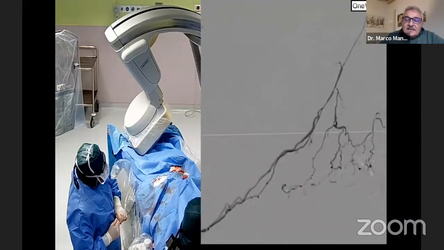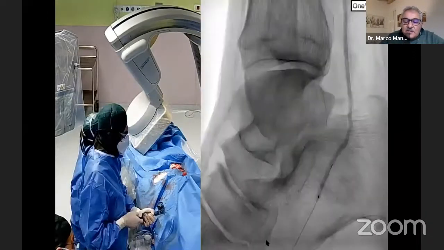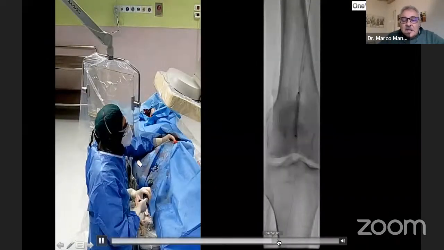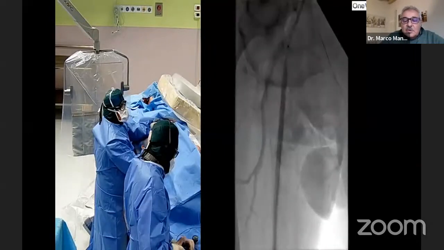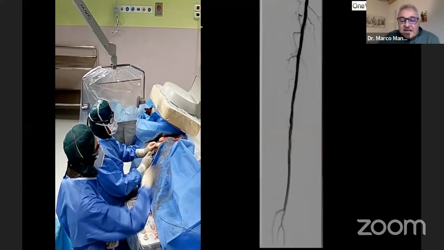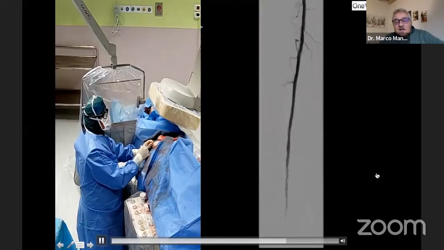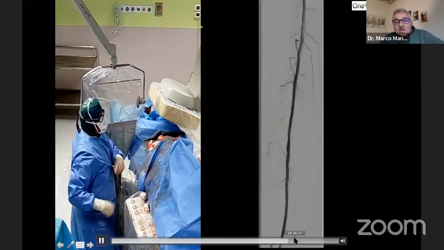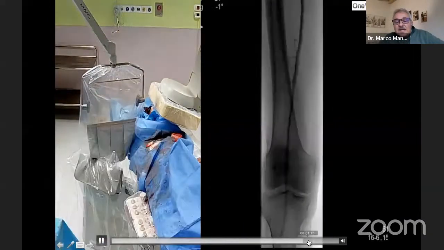So we had a direct flow through the connections and through the collaterals into the forefoot. After this procedure, of course, we treated the popliteal artery and the SFA in order to stabilize the inflow, and I can show you the final results of this aggressive revascularization procedure. This is the good inflow into the popliteal and SFA.